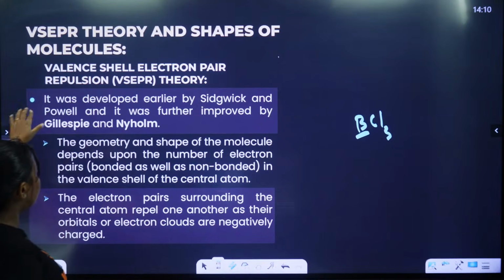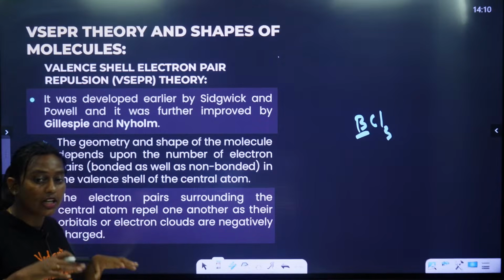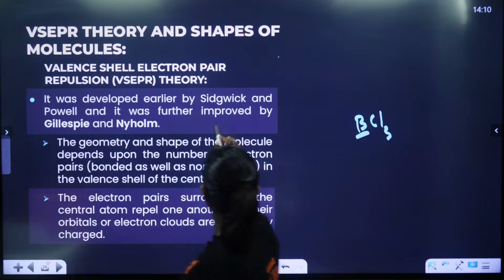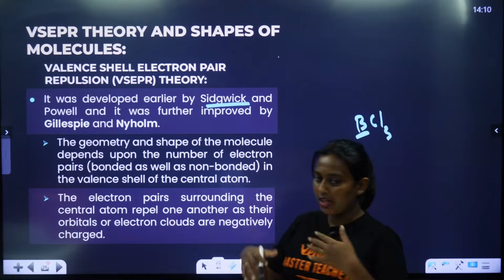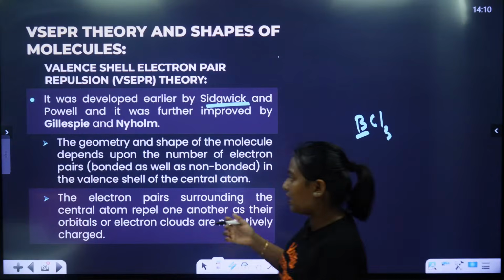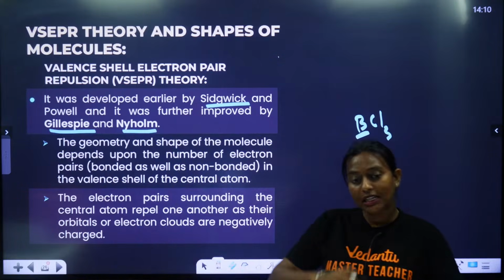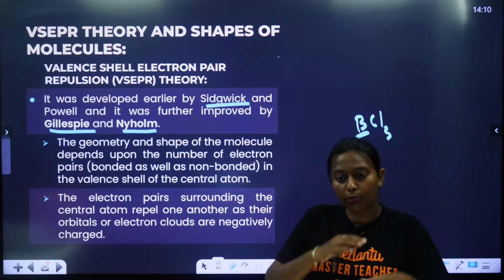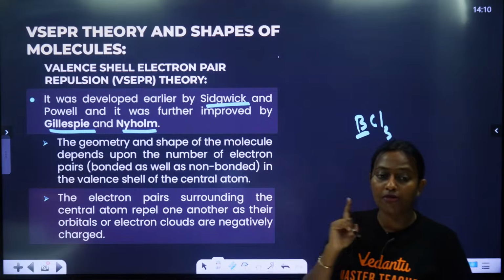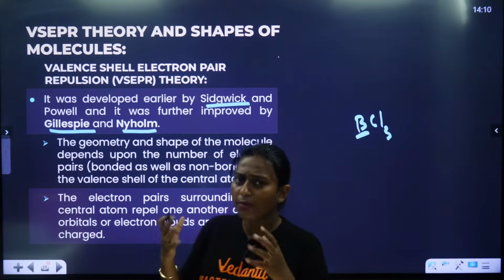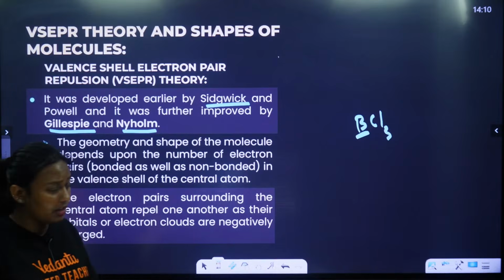So we can move to our first point. VSEPR theory was developed early by Sidgwick and Powell. After that, some scientists, Gillespie and Nyholm, improved the theory further. Now we are following the new or improved version of VSEPR theory.